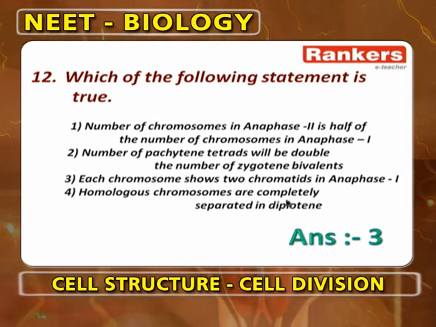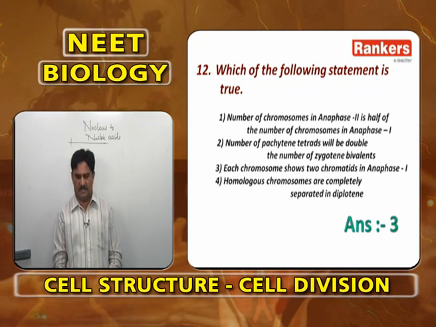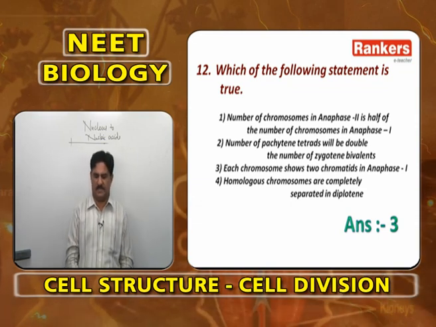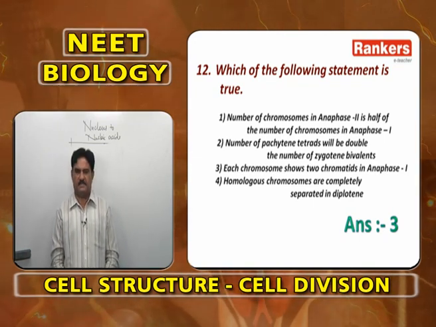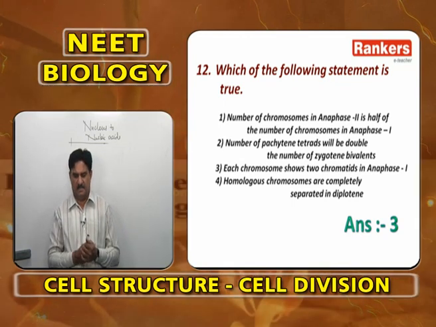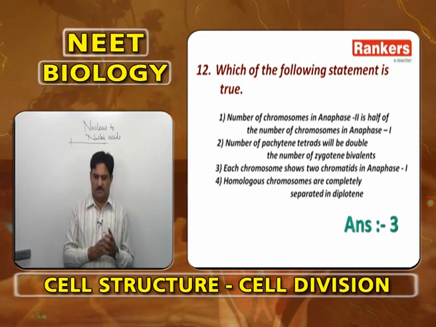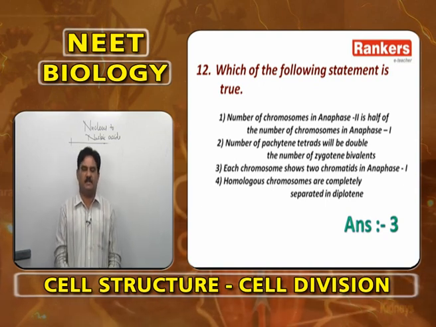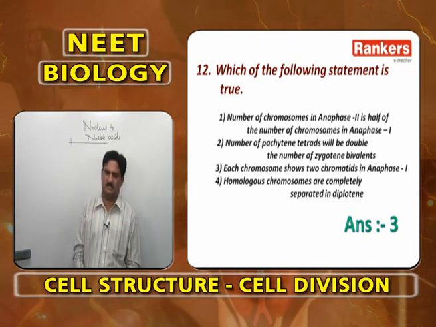Homologous chromosomes are completely separated in diplotene is wrong. Homologous chromosomes are completely separated in anaphase 1. They are formed in zygotene and totally separated in anaphase 1. So number of chromosomes in anaphase 2 is half the number in anaphase 1 is wrong, because in anaphase 1 the chromosomal number is reduced to half, a haploid set is formed. Anaphase 2 also shows a haploid set. Number of pachytene tetrads will be double the number of zygotene bivalents is wrong. Each chromosome has 2 chromatids in anaphase 1 is correct. Homologous chromosomes are completely separated in diplotene is wrong. They are completely separated only in anaphase 1. So for this the answer is 3.